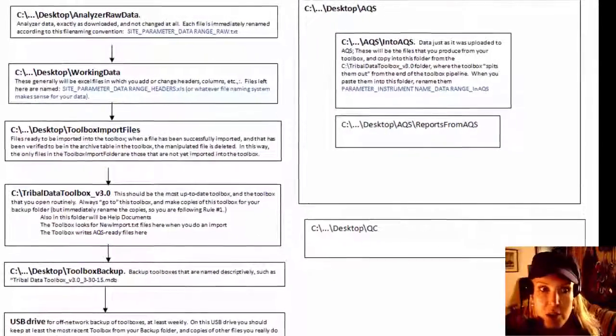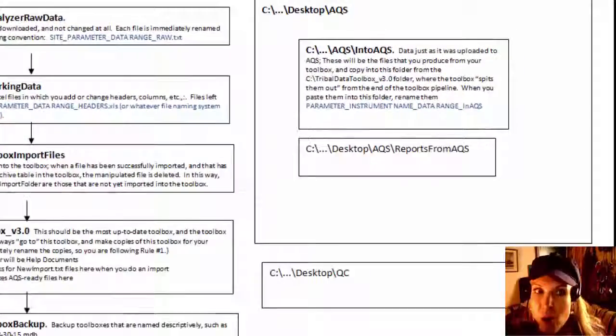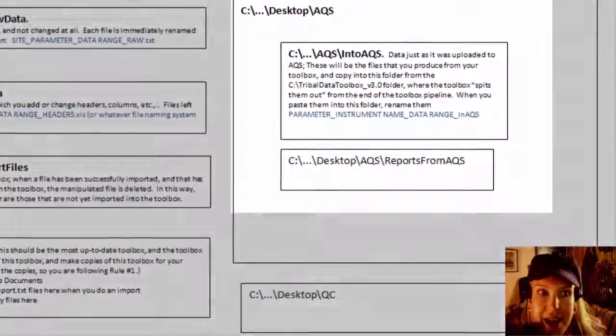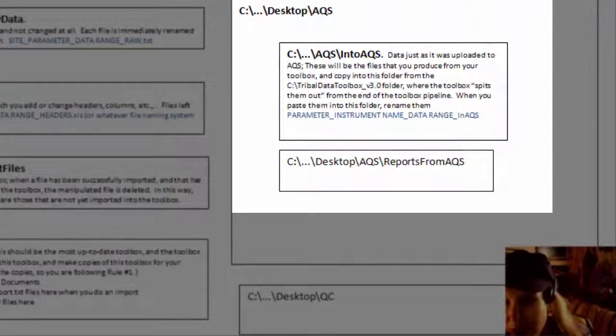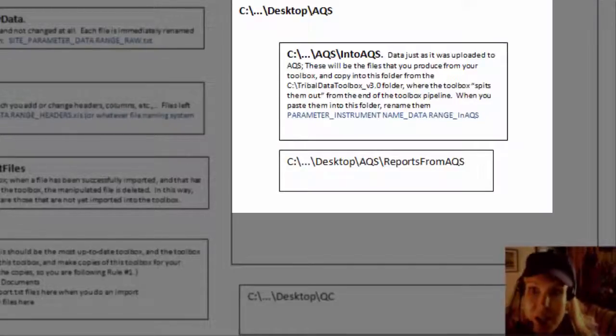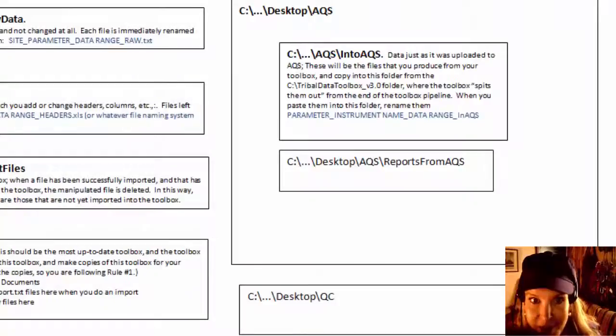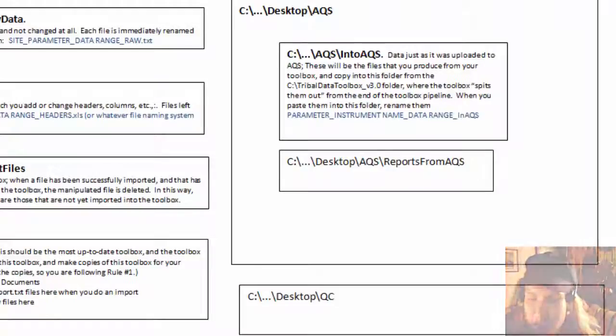Then you could see that there's also another two folders. One is labeled AQS, and within that AQS folder we have various folders like data to go into AQS and reports from AQS, and a folder for this data is already in AQS. And again, if you have a different system, do what works for you. Just be consistent and write it down in your database logbook.